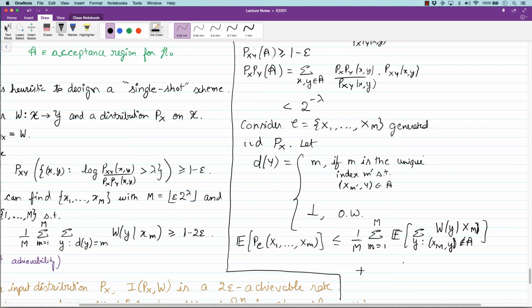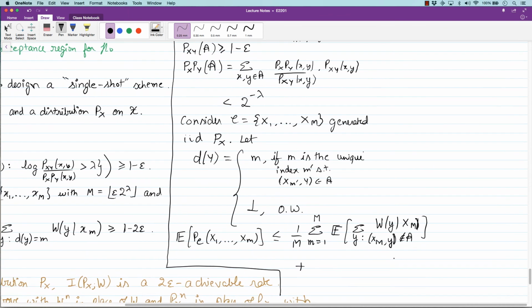This is the first term, and the second term is again the same average probability, but you find an m prime which is different from m such that, and you get a y, you receive a y when xm is sent such that x m prime comma y belongs to A.